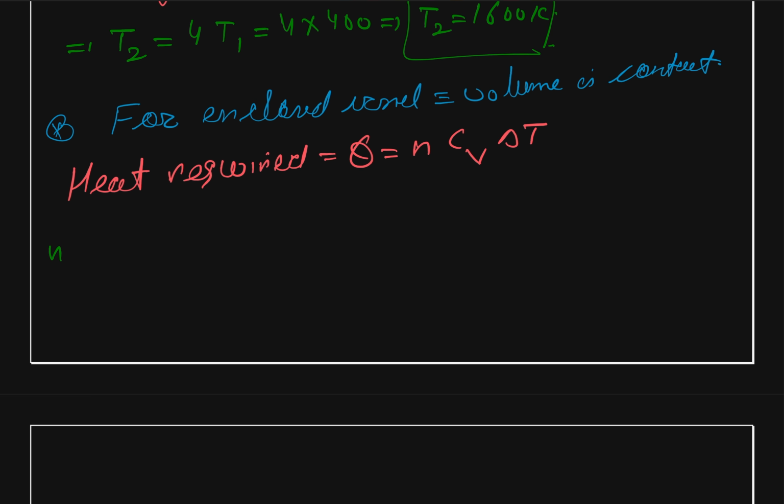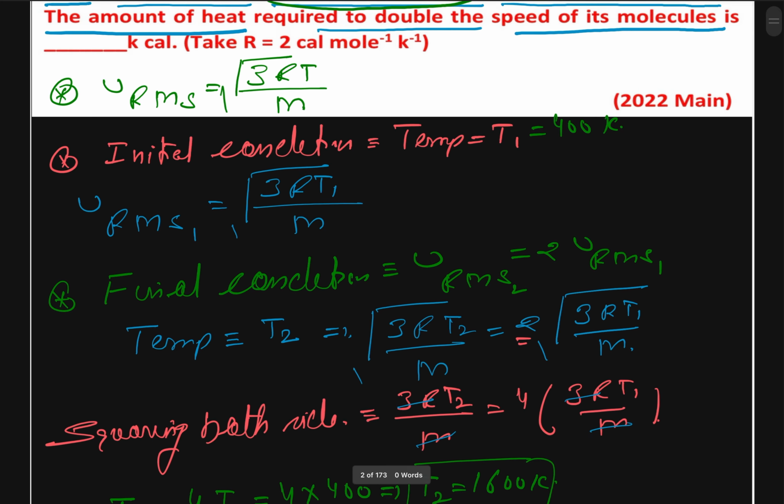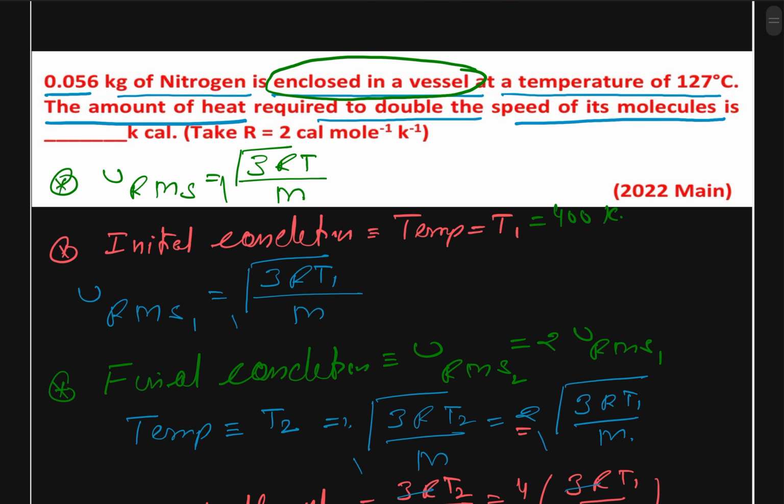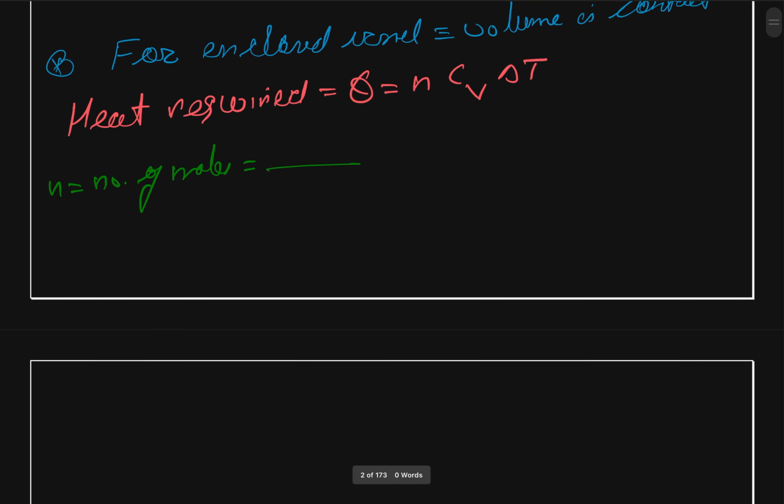So we can say n is equal to the number of moles, which will be equal to, it is given as 0.056, so we can write it as 0.056 divided by 0.028. This gives us 2 moles.